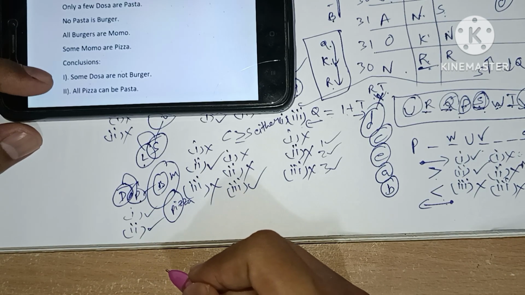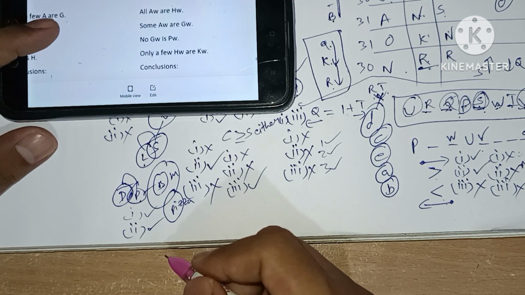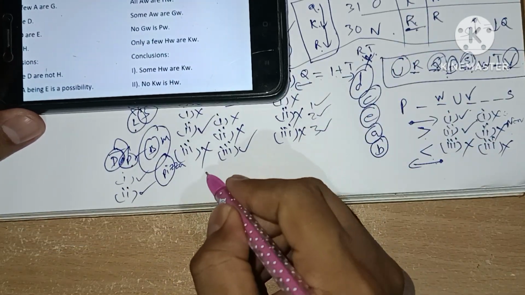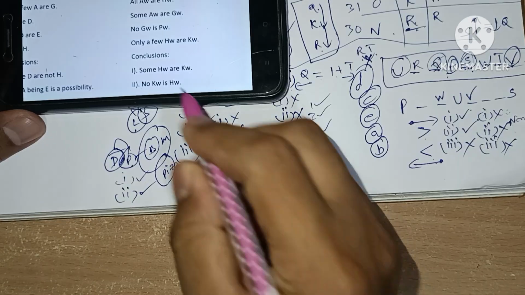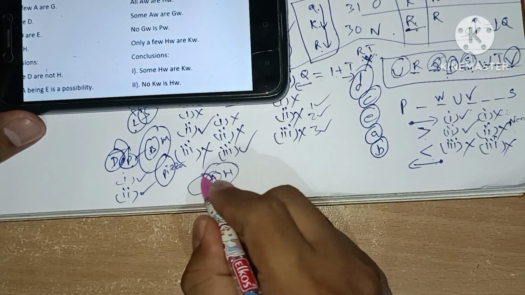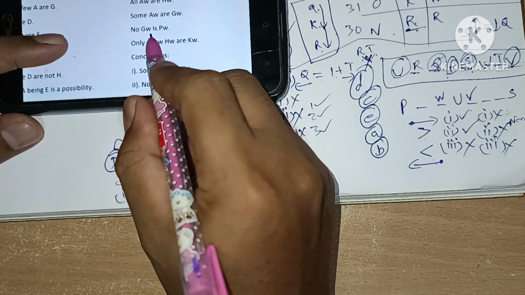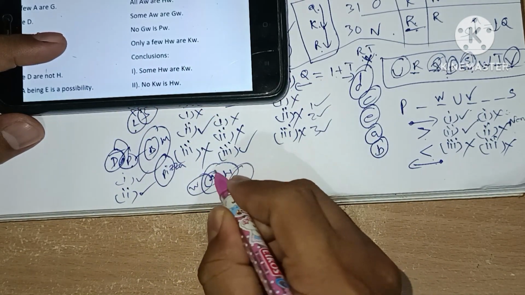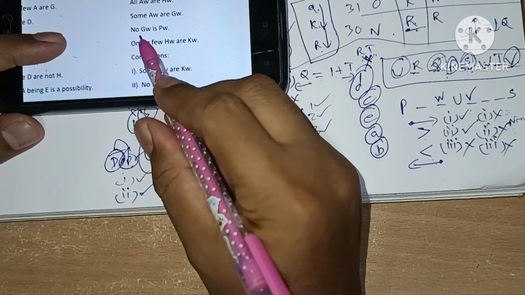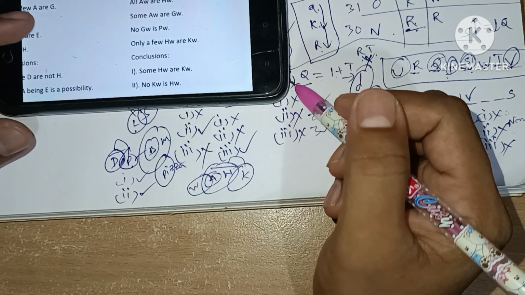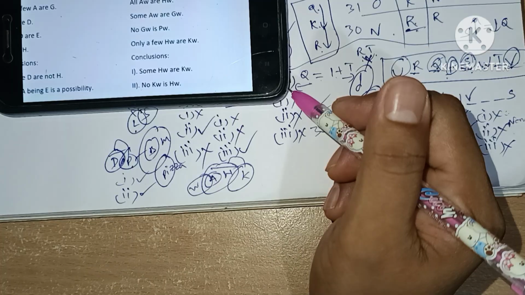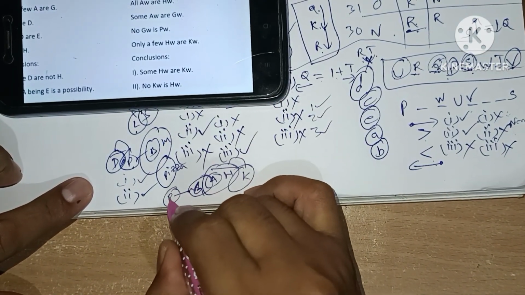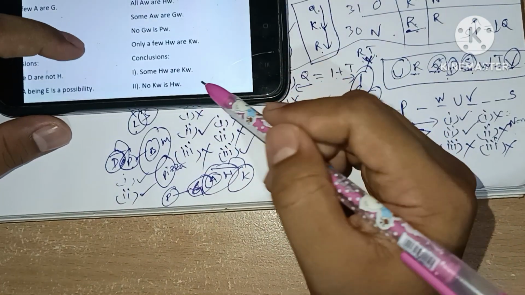Now the fourth question. All A are H, some A are W, no G is P, only a few H are K. Here is G, and no G is P means this one. Let's see the conclusions that are asked.